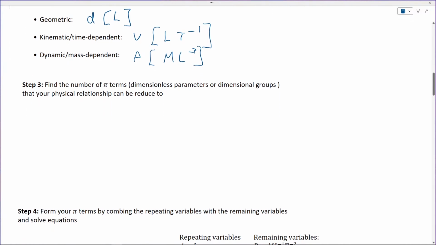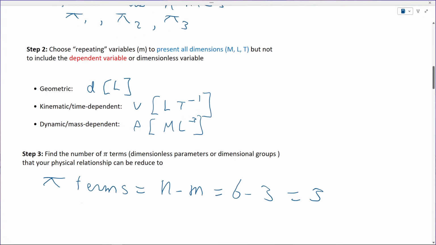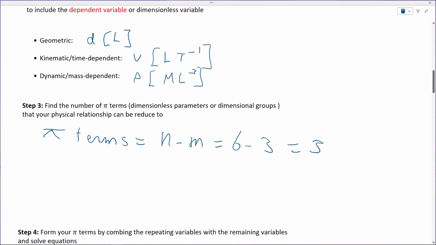So here we did this already. We did this step of finding the number of dimensionless parameters. In that case, the number of pi terms is equal to n minus m. That's 6 minus 3, which is equal to 3. We already know this, yeah. We already did this.